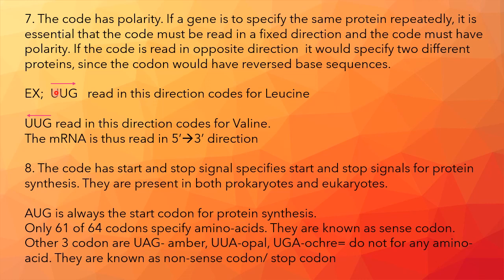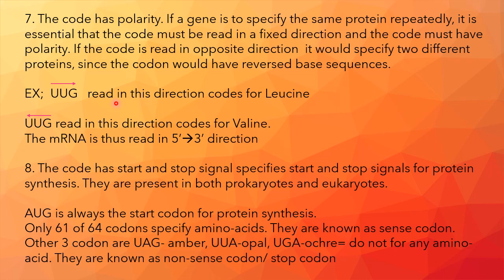Why? See here, the code for example is UUG. When it is read in this direction, that is UUG, it codes for leucine. But when we read it in the opposite direction, that is GUU, then it codes for valine. Thus we follow the rule that the mRNA is always read in the direction 5 prime to 3 prime. So we always read codes in this direction.